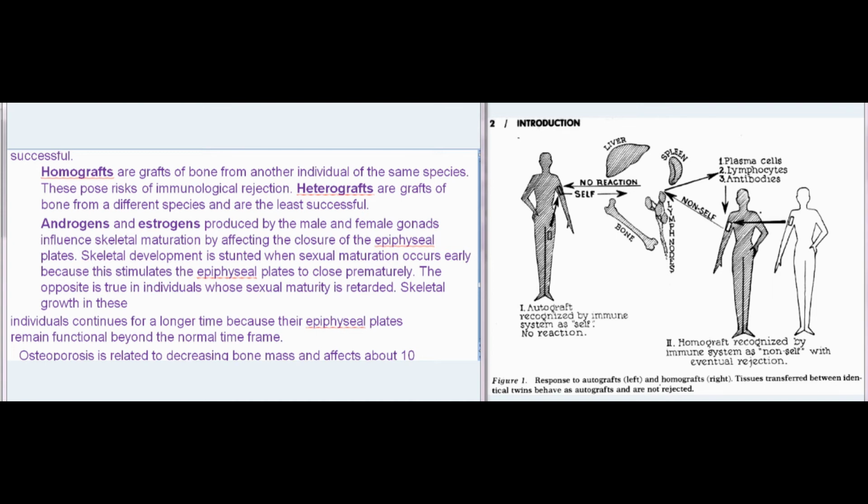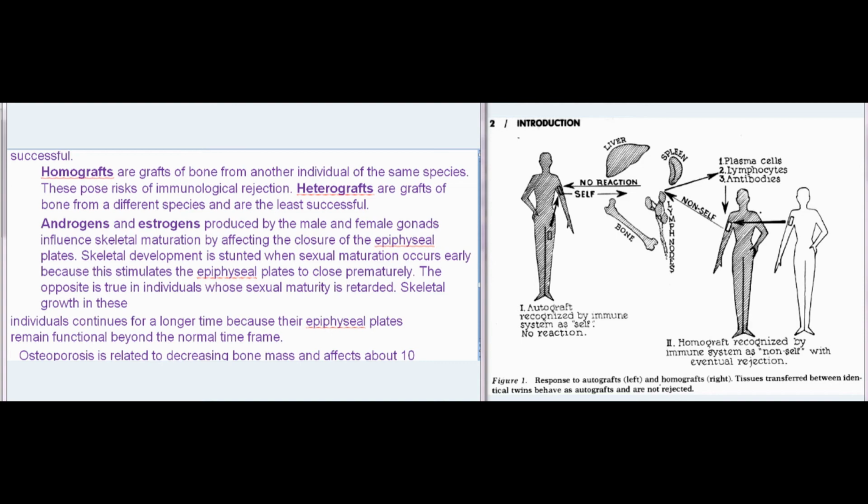Androgens and estrogens produced by the male and female gonads influence skeletal maturation by affecting the closure of the epiphyseal plates. Skeletal development is stunted when sexual maturation occurs early because this stimulates the epiphyseal plates to close prematurely. The opposite is true in individuals whose sexual maturity is retarded. Skeletal growth in these individuals continues for a longer time because their epiphyseal plates remain functional beyond the normal time frame.